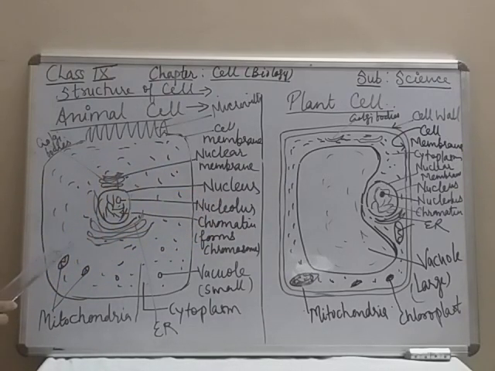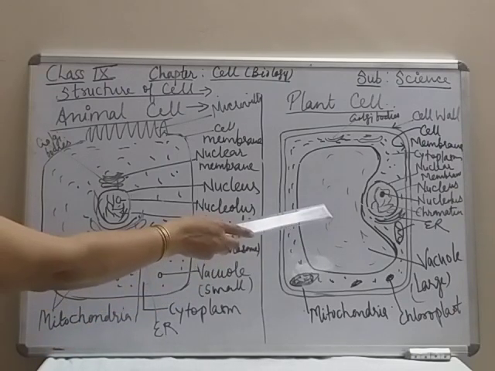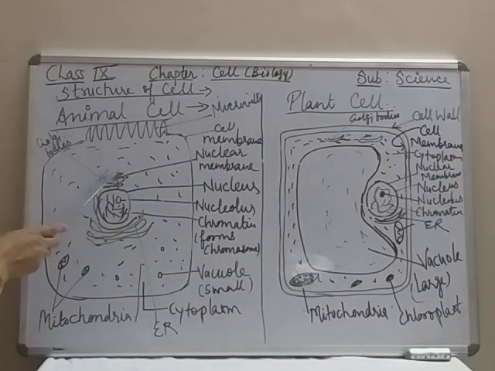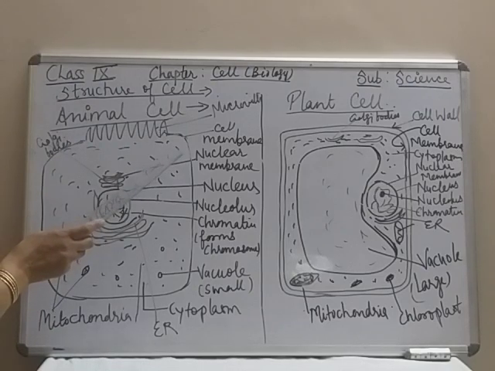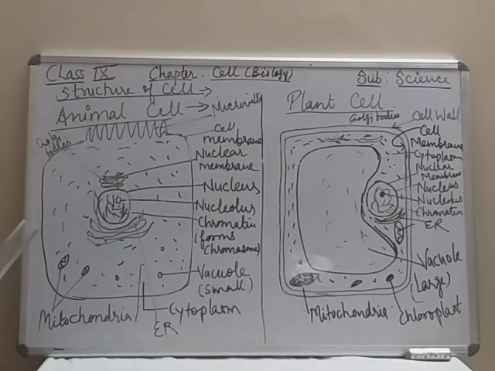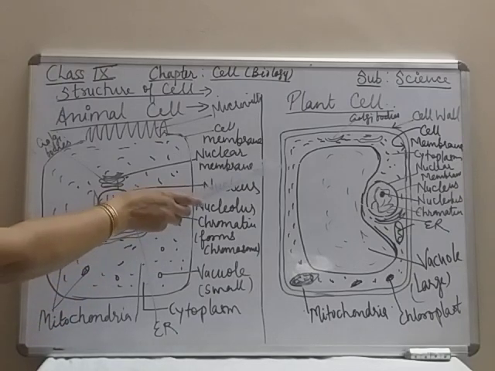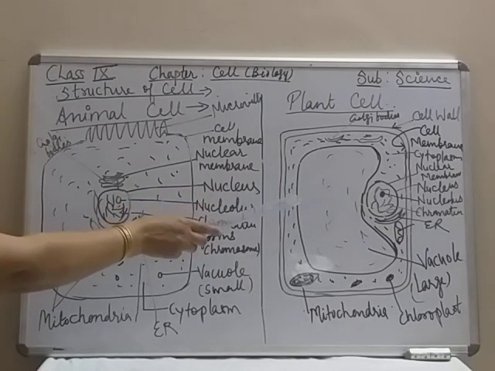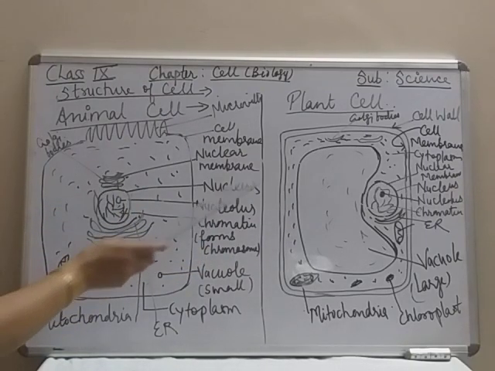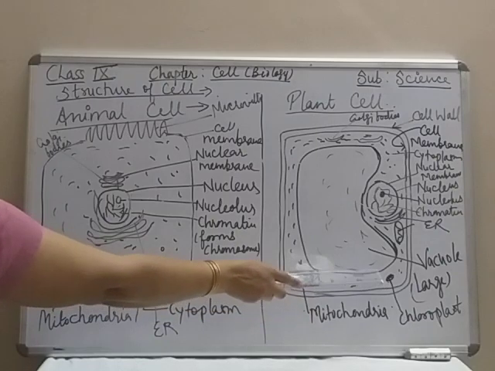Number 2, vacuoles. Size of vacuole is small in case of animal cell, but in case of plant cell size of vacuole is large. And third point, centrosome is present in case of animal cell, but centrosome is usually absent in case of plant cell. In case of animal cell, plastids are absent, but in case of plant cell, plastids are present. And chloroplast is absent in case of animal cell, and chloroplast is present in case of plant cell.